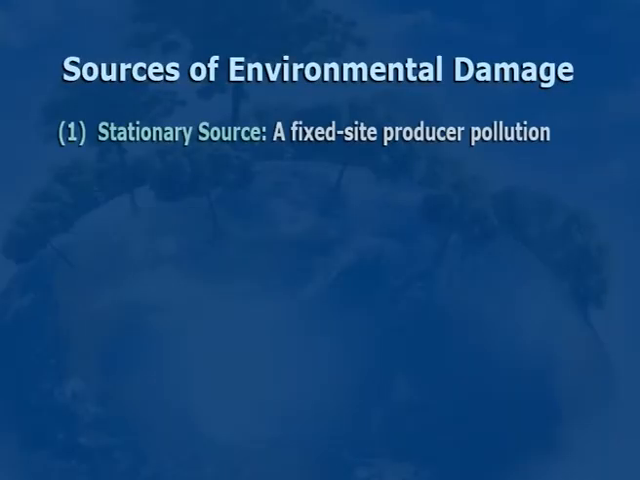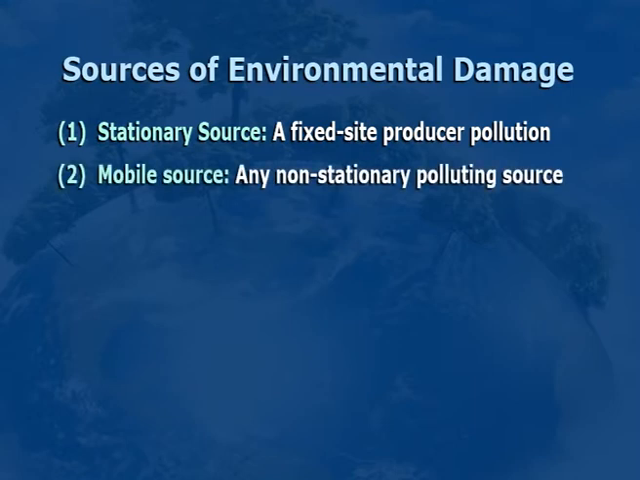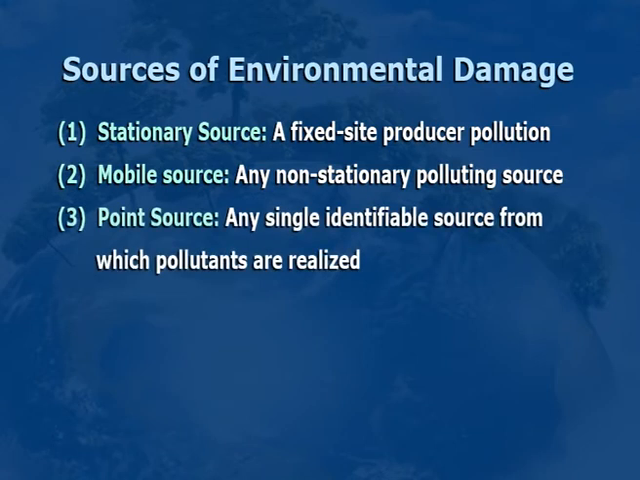For example, automobiles, waste disposal sites, and excess rainfall when it transports chemical pesticides and fertilizers from farmland to nearby lakes and streams. They appear on air, water and land. They are usually classified as: number 1, stationary source, a fixed site producing pollution; number 2, mobile source, any non-stationary polluting source; number 3, point source, any single identifiable source from which pollutants are released.